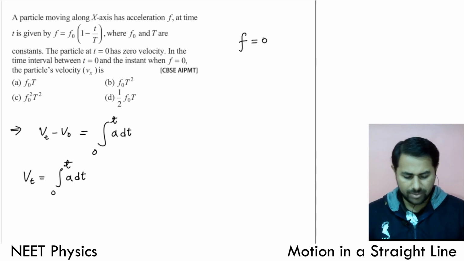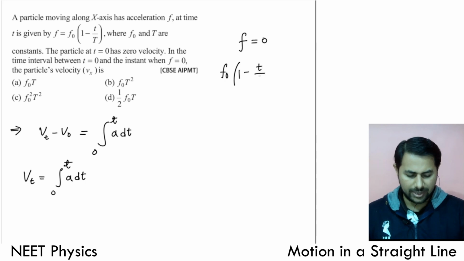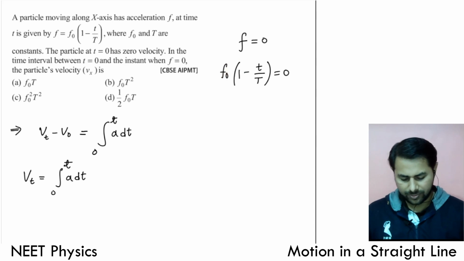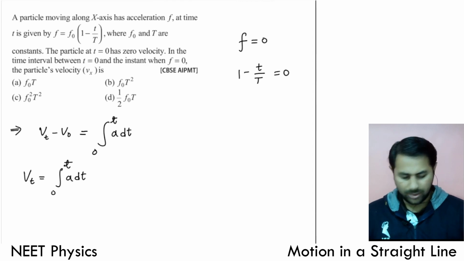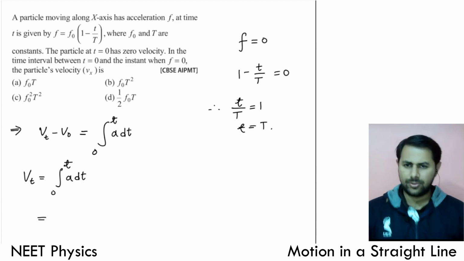So f equal to 0 means f naught multiplied by 1 minus t by T is 0, and since f naught is a constant, it cannot be equal to 0. So 1 minus t by T is equal to 0, and therefore t by T is equal to 1 and t is equal to capital T. Okay, so you got that. So you got both limits. Initial limit is 0, final limit is capital T.